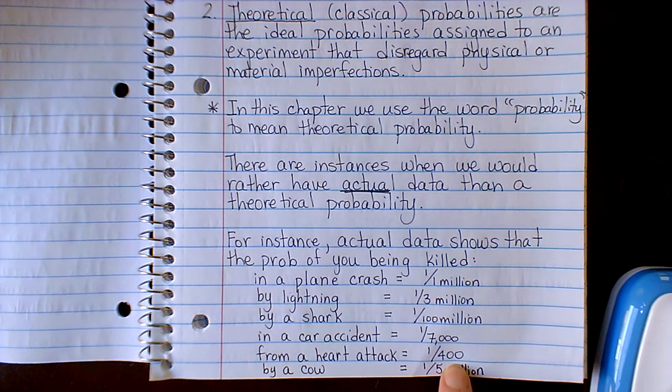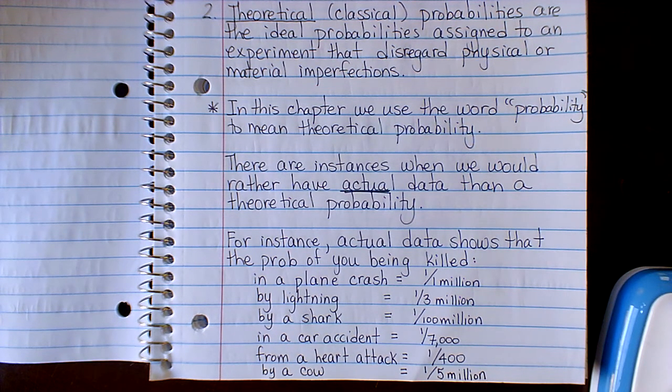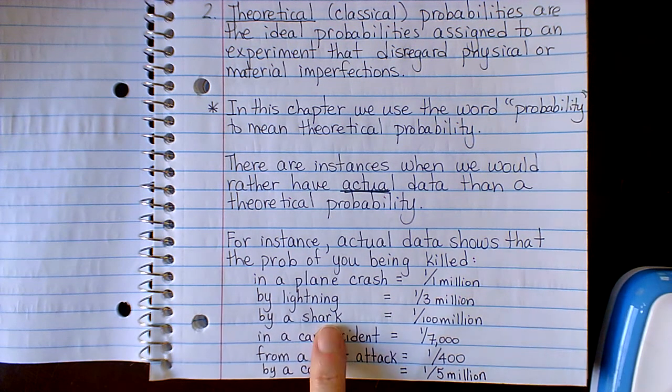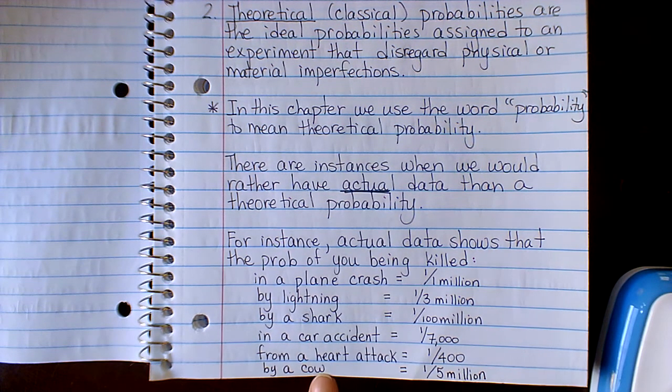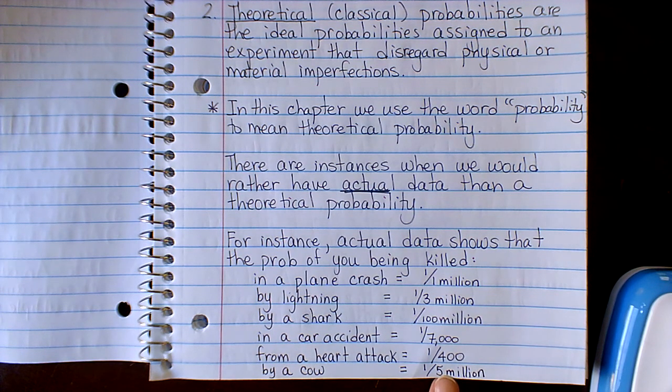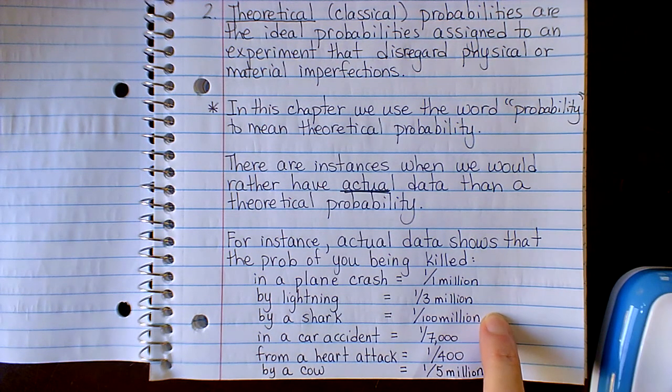From a heart attack, 1 out of 400. And when I was looking up the data for being killed by a shark, this showed up: being killed by a cow. I don't know about you, but I'm shook. I am shook by that number. So you mean to tell me I'm more likely to be killed by a cow than a shark?